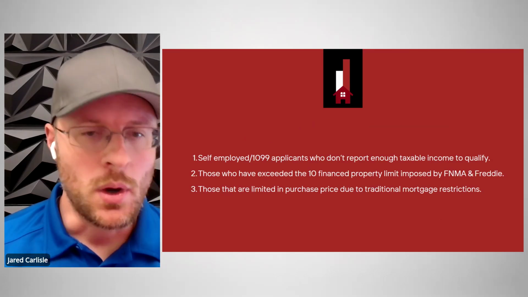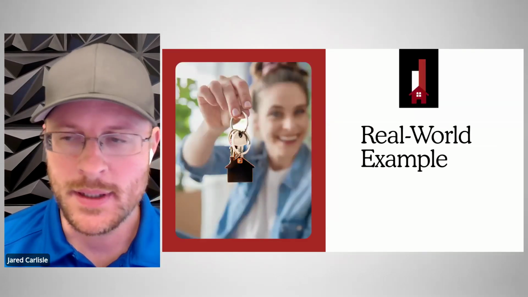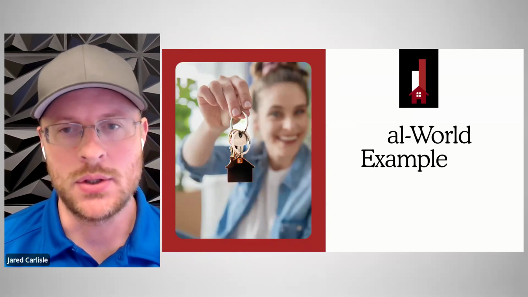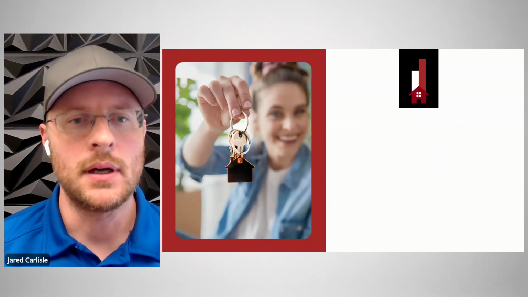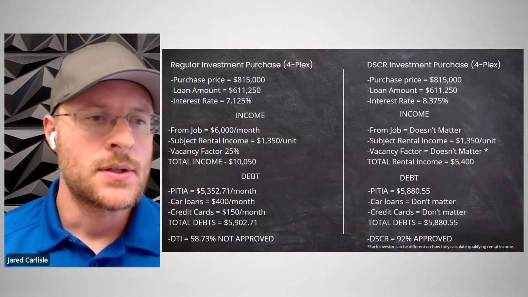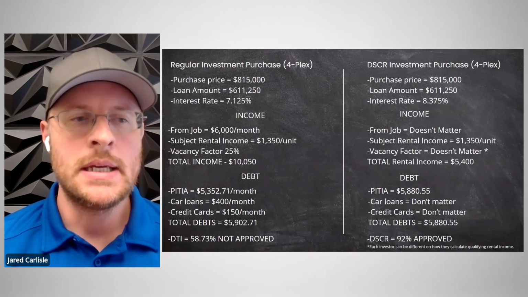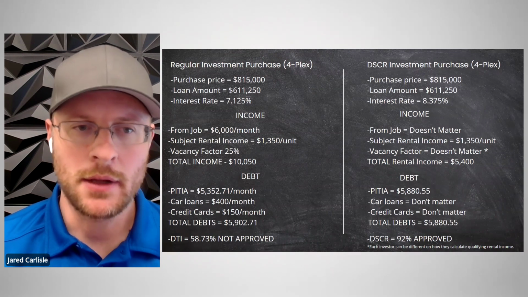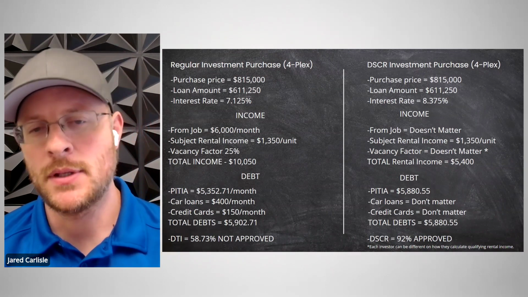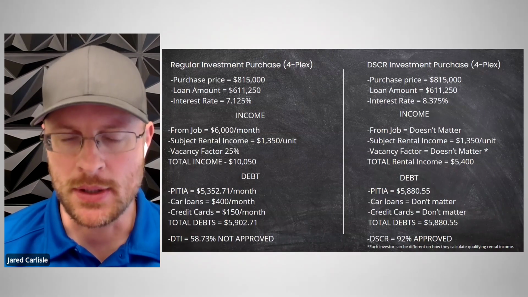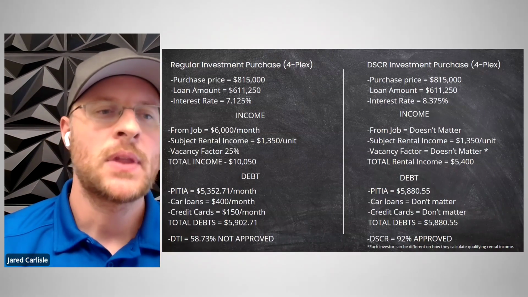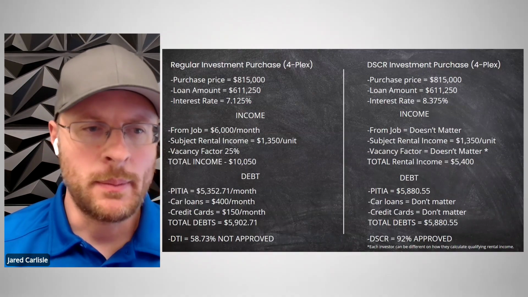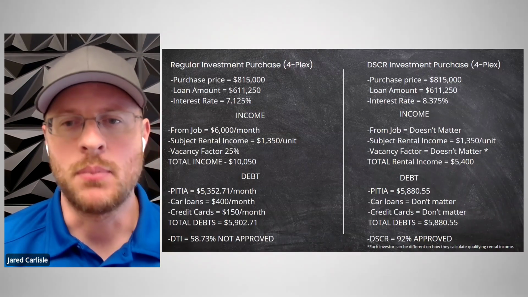So what I want to do right now is just go through a real world example really quickly so you can see the differences between the two from the lens of a lender looking at it, right? So on the left side of this, what you'll see is a regular investment purchase. So the left column, regular investment purchase of a fourplex. The right column is going to illustrate a DSCR investment purchase. So I'm going to run through the left column first and just highlight what it's breaking out here. So we have a purchase price and loan amount. Both of those are the same thing in both columns.